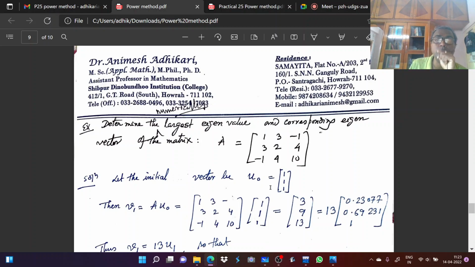We initialize with a vector u0 equal to 1 1 1, which in the theory we called x0, the initial approximation of x. You can choose 1 1 1, or 1 0 0, or 0 1 0, or 0 0 1, but u0 cannot be chosen 0 0 0. All three elements cannot be 0 because u0 is a non-zero, non-null vector.